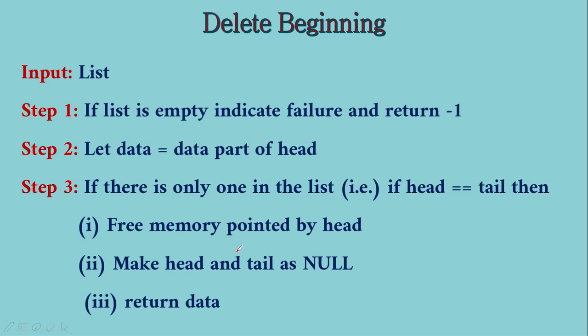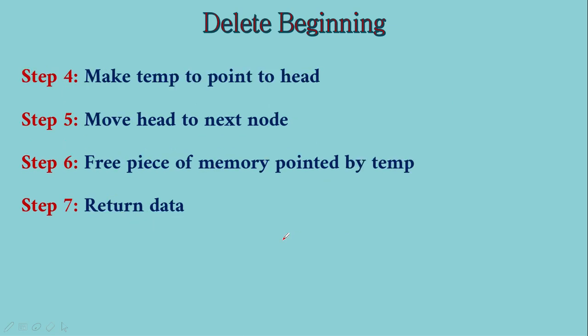In that case, we have to free the memory pointed by head, make head and tail null, and return data. If there is more than one node, then we make temp point to head and move head to the next node, free the piece of memory pointed by temp, and return data.